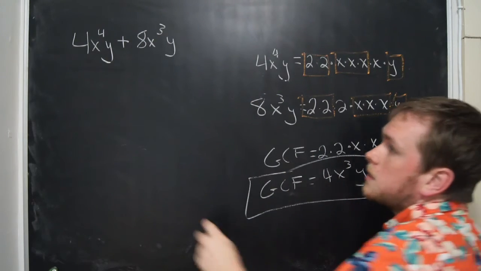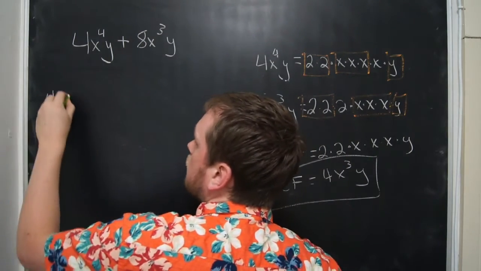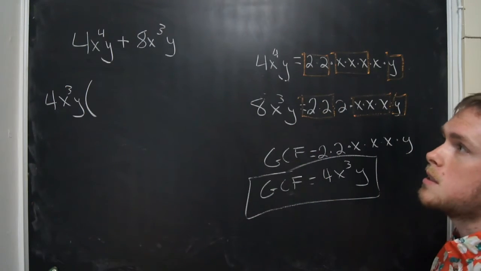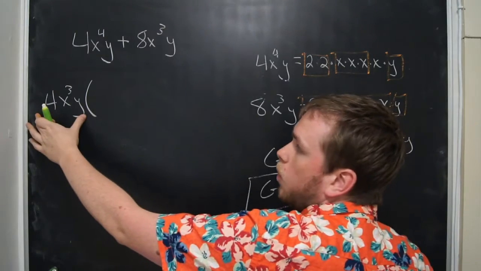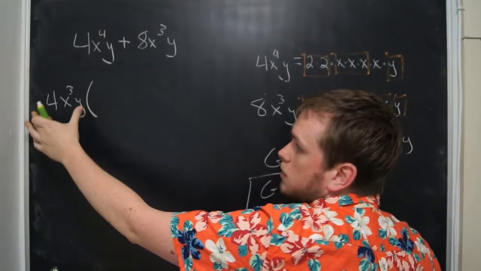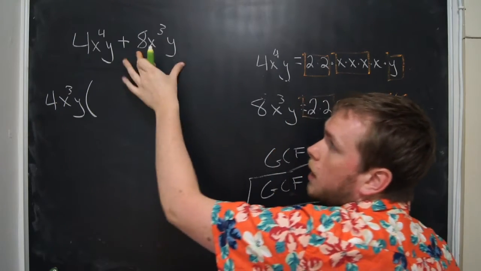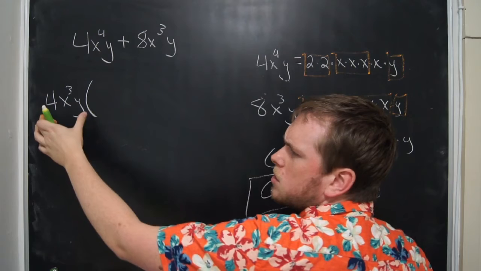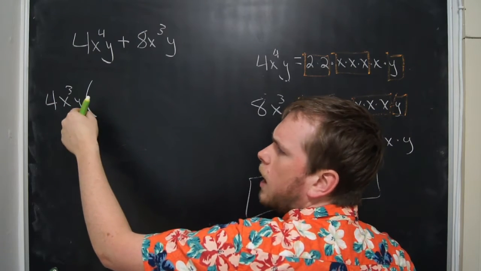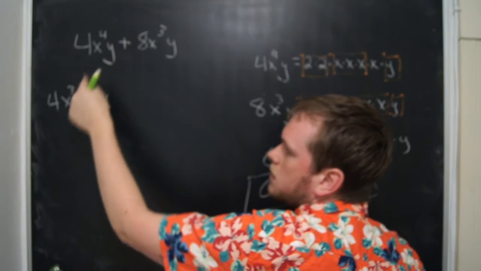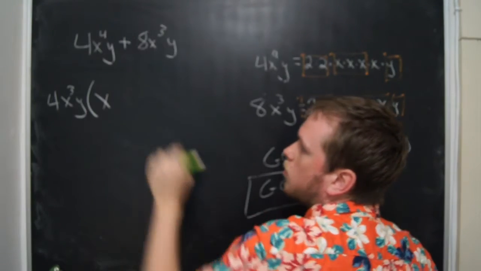And how I do that is I start by writing my GCF, and then I'm going to put an open set of parentheses. And I'm going to say 4x cubed y times what gives me my first term, plus 4x cubed y times what gives me my second term. So you could do that through multiplication and just think, okay, well, 4x cubed y times x would give me this, because x cubed times x would give me x to the fourth.